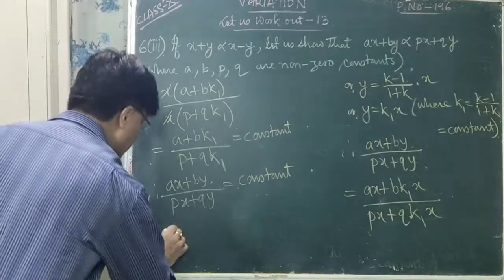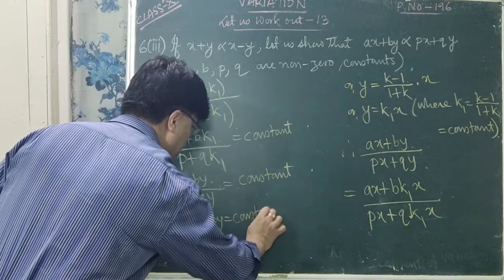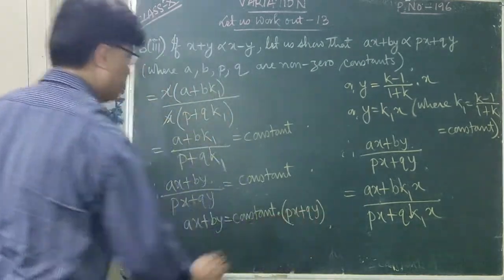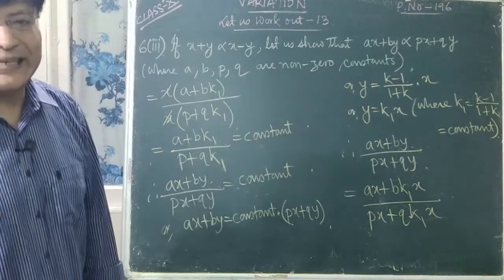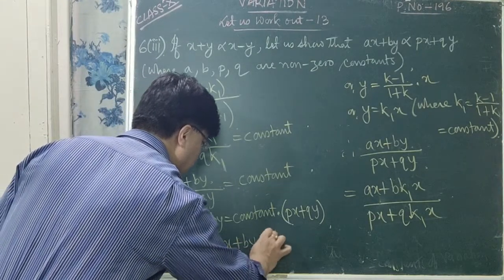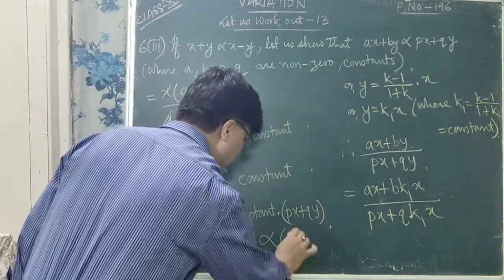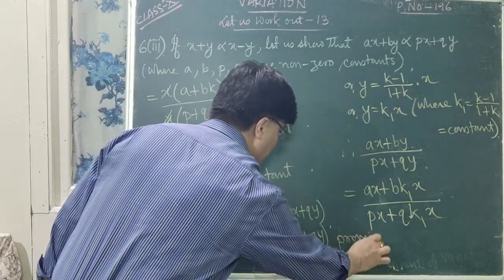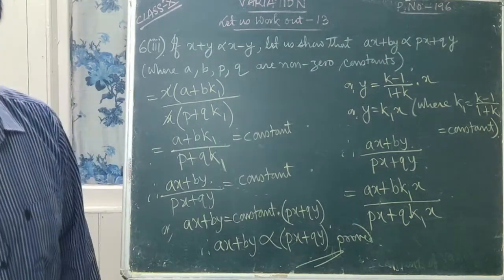Okay, now you can do cross multiplication, or ax plus by is equal to constant into, within bracket, you can write px plus qy. Now what will you do in the next step? This equal to constant can be replaced by proportional sign, that is ax plus by is proportional to, within bracket, what do we write? Px plus qy. So it is done, proved. So I think you have understood it, so you can copy it. We'll do the next question now.